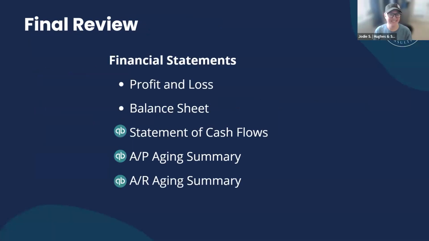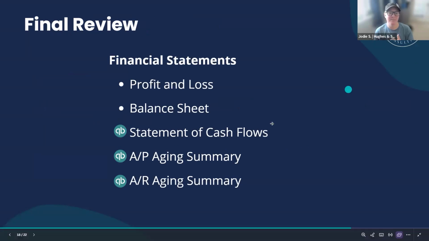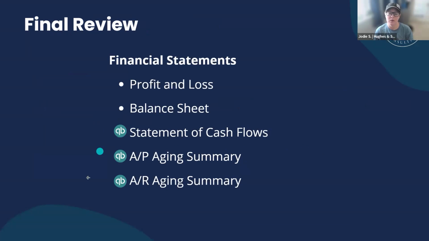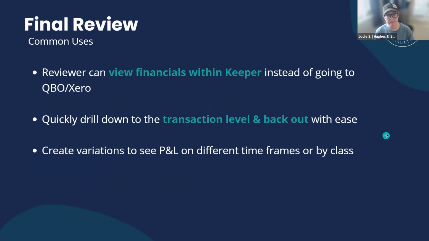Next up, the final review, financial statements. Again, these bottom three here, statement of cash flows, AP/AR aging summaries, those are QBO users only. So those aren't available for those Xero books. But the profit and loss and the balance sheet are in here.